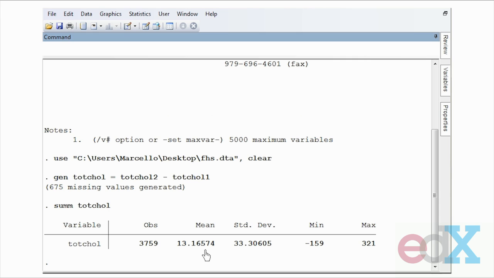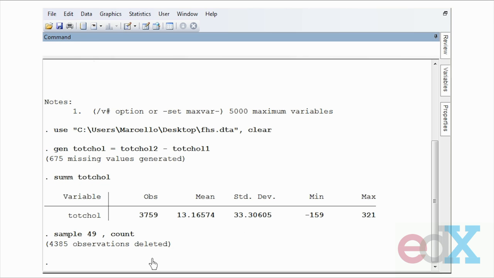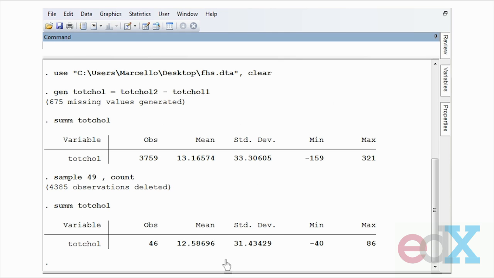So it looks like there is a definite increase in total cholesterol level. Now, let's take a sample of these and see what that sample shows us. Let's say 49, just for argument's sake. So 49 count. Okay, now let's summarize tot chol and see what that looks like. We see that it's a pretty good estimate. The mean of this is pretty close to the overall mean. So the mean in the sample is a pretty good estimate of the mean in the population.